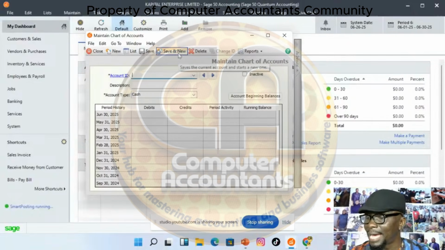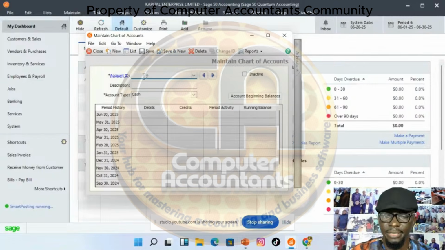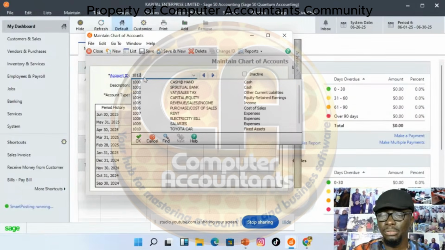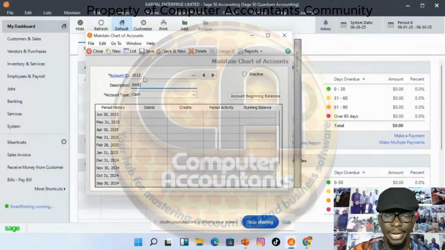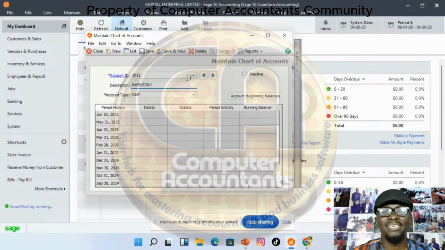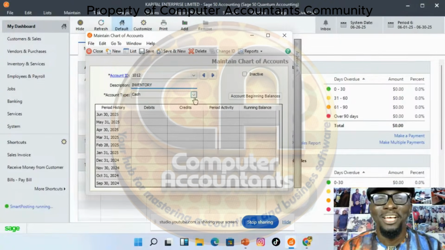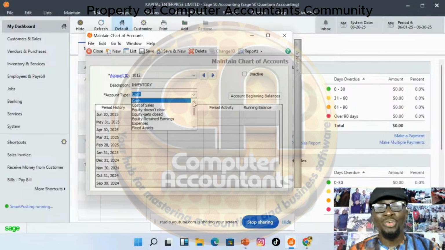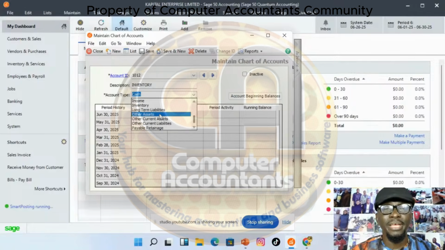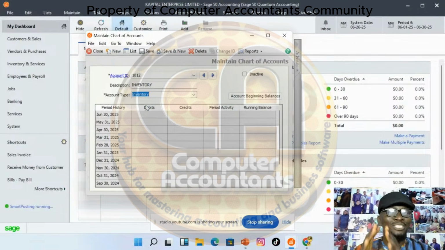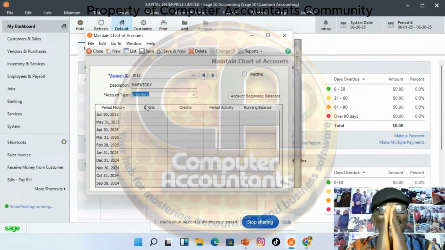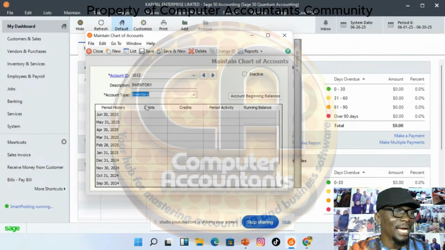Then followed by inventory, 1012. We have inventory. I remember my school night teacher, you say inventory. So inventory. So we have, let's look for inventory. Please, the way I'm setting these things, this is how it is in real life, unless the company policy says otherwise.